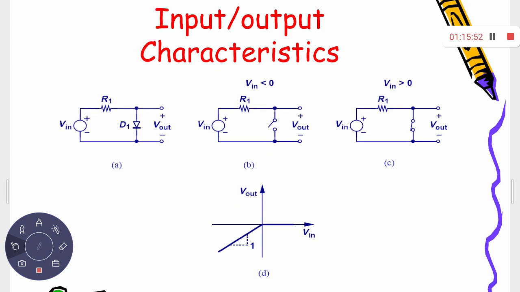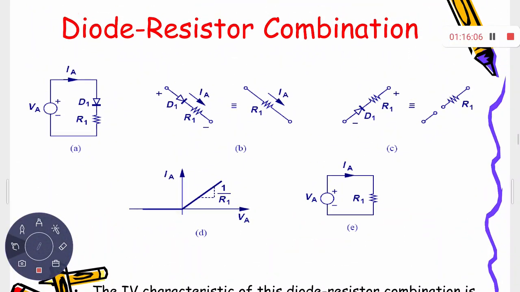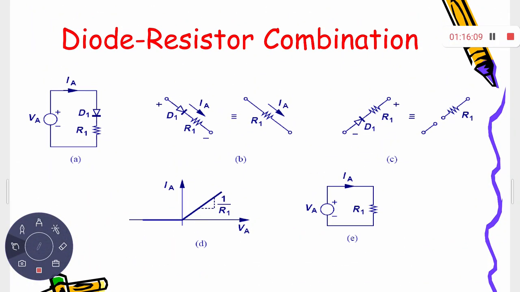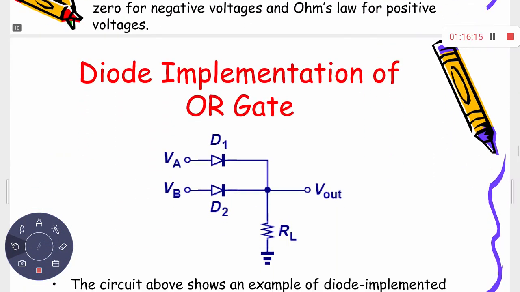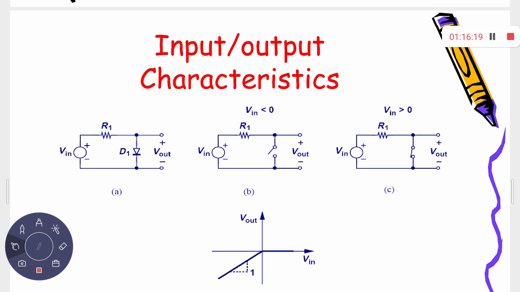Previously, we have seen that the diode and the resistor are connected in series. Last time we considered this as my output, or this is the voltage VA, and we observed the corresponding current IA. This time the diode and resistance, both of them are in series, but you are observing the output across the diode terminal.